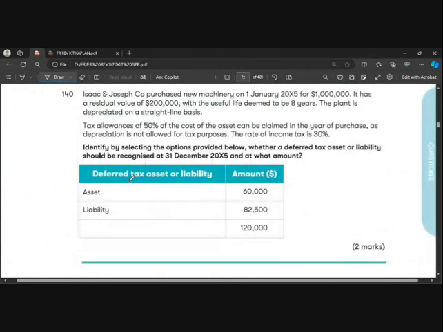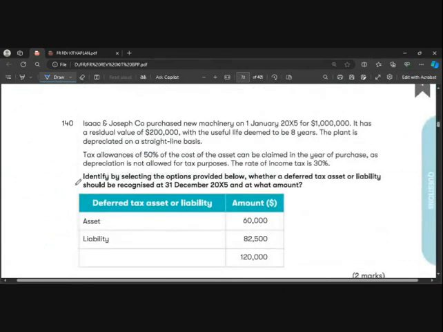Okay. This is our last question. They're asking what deferred tax asset or liability. We should find whether it's a deferred tax asset or liability, and what the amount is. Purchasing an investment on 1st January for 10 million. It has a residual value of 2 lakhs. Depreciated on a straight-line basis over 8 years. Tax allowance is 50% of the amount spent in the year of purchase, and depreciation is not allowed. Tax rate is 30%.